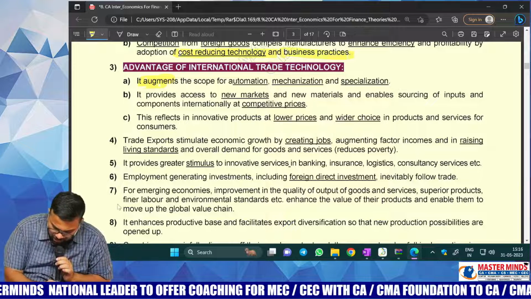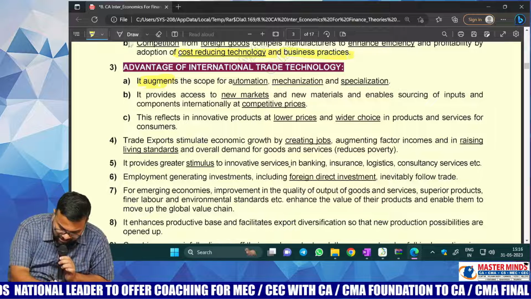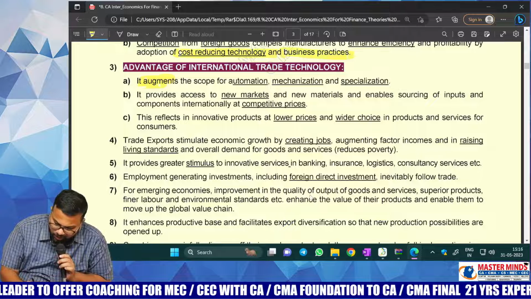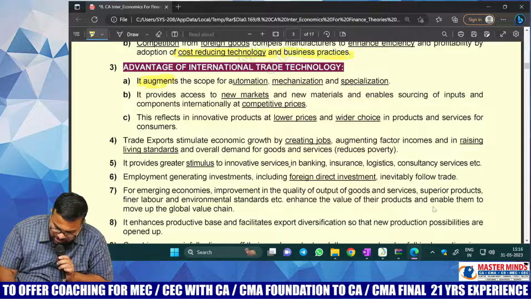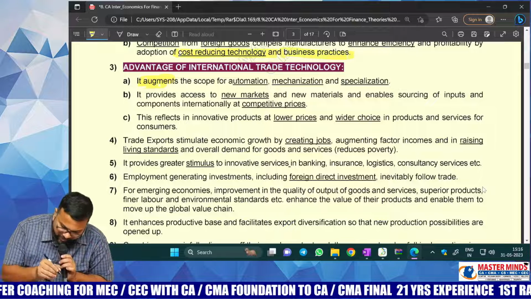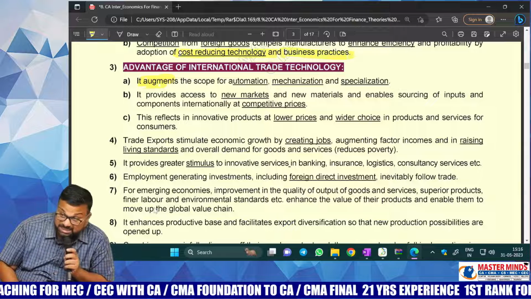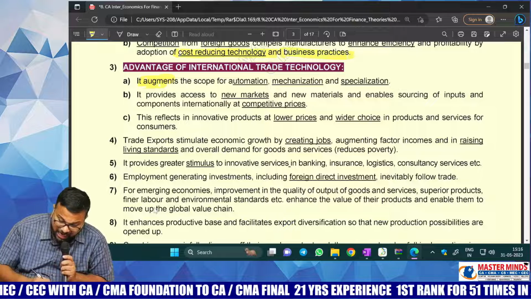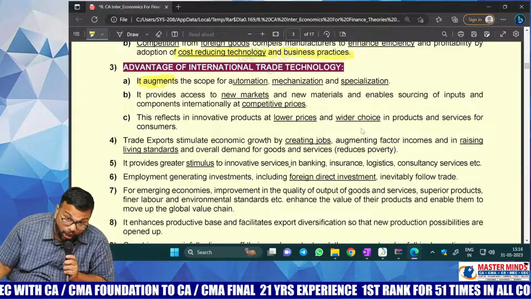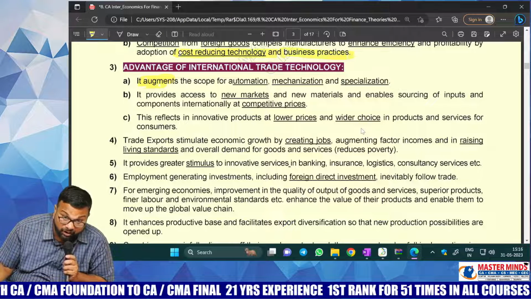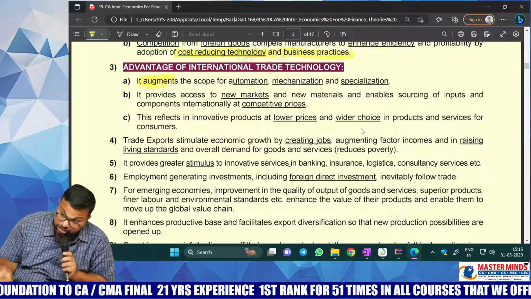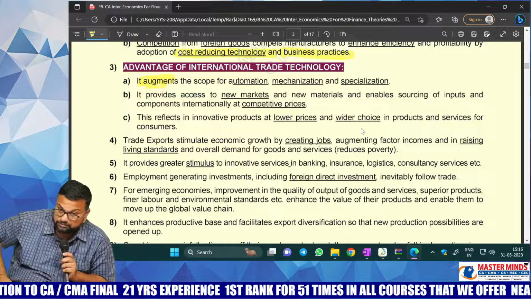For emerging economies, that is countries like India, developing countries, improvement in quality of output of goods and services, superior products, finer labor means skilled labor. Environmental standards. As of now, all cars in India are following which standard? BS4 or BS6? BS6, that is also because of international trade.